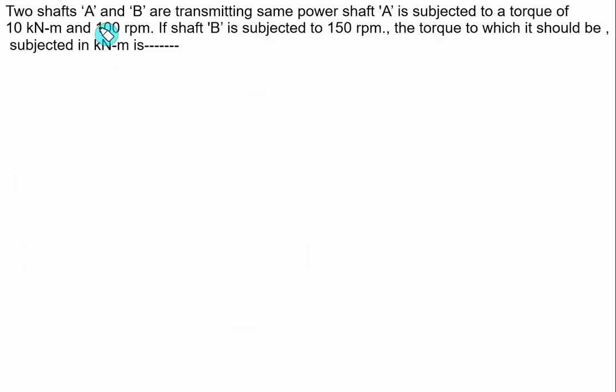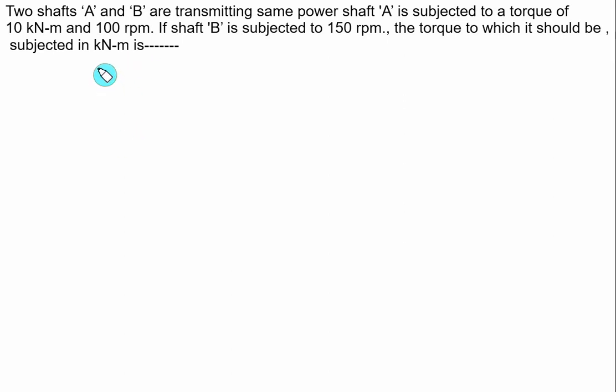Two shafts A and B are transmitting the same power. Shaft A is subjected to a torque of 10 kN meter at 100 rpm. Shaft B is subjected to 150 rpm. The torque to which it should be subjected, in kilonewton meter, you have to calculate.